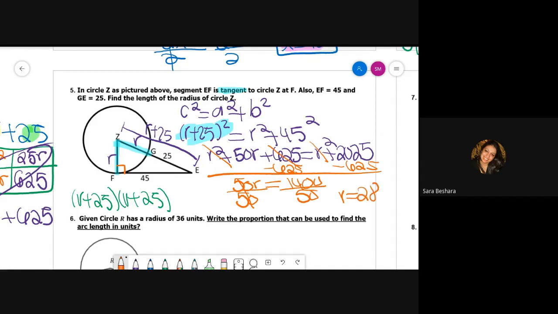And units. So is this the radius of the circle? It is.